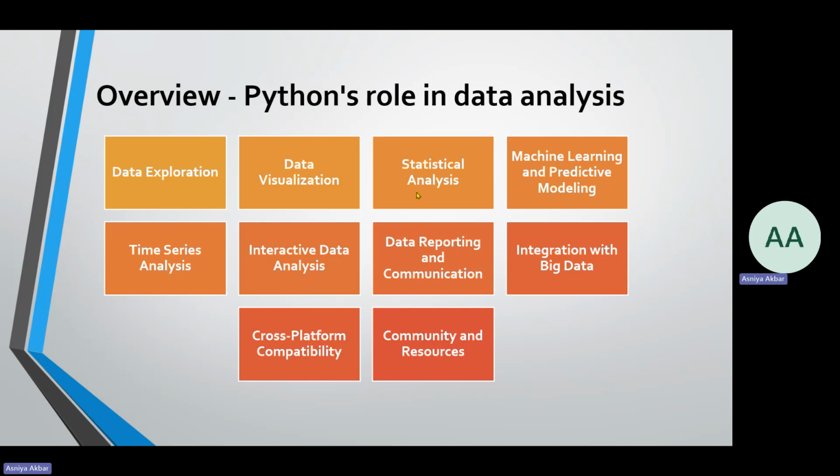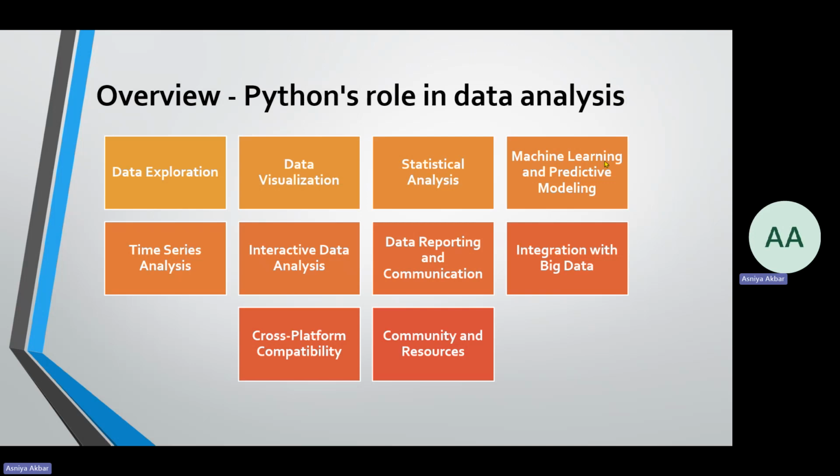Also, statistical analysis. There is a library in Python called SciPy, and also statsmodels. These provide statistical functions for hypothesis testing, for regression analysis, and more. So Python actually supports robust statistical analysis for making data-driven decisions. You can use SciPy to conduct a test on two sets of data to determine if there is a significant difference in the means, providing statistical evidence for your decision making.